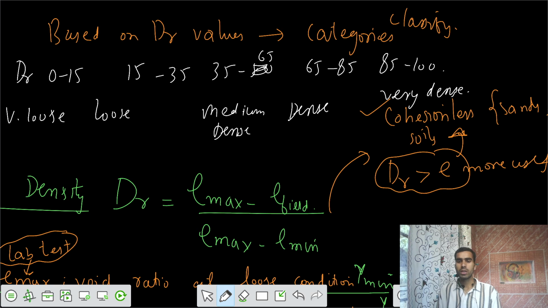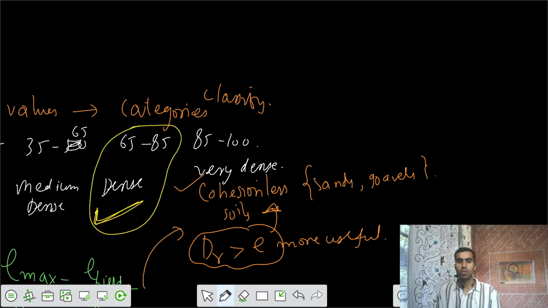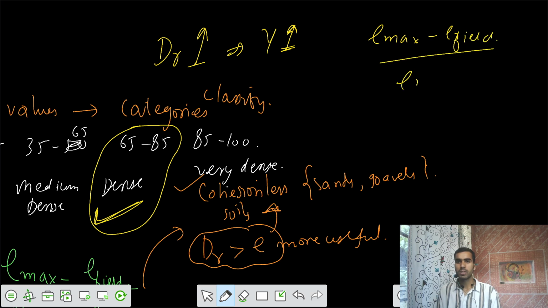That means if your value is around 65 to 85, your cohesionless soil is in a dense condition. If your value of Dr is more, it means you are approaching the maximum value of density, because your ratio is Emax minus E field divided by Emax minus Emin. So this part is the maximum value.